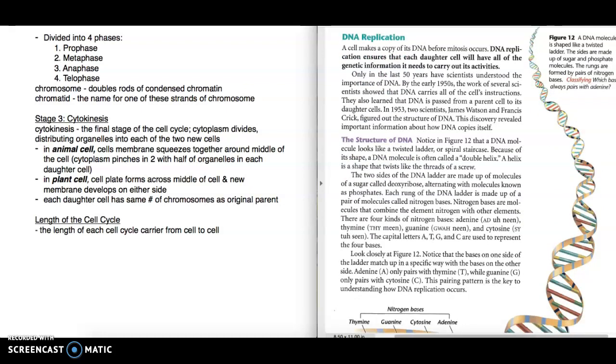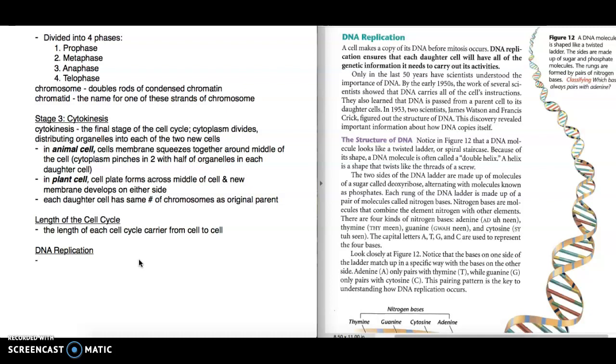The next section, if you turn the page, is called DNA replication. Go ahead and read that through. When you're done, unpause the video. Don't forget your section heading. All right, there are a few important things in this section.